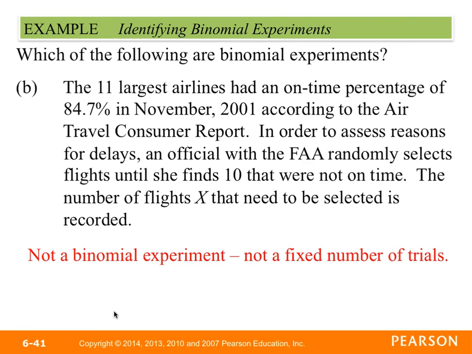So this is not a binomial experiment because it's not a fixed number of trials. She just selects flights until she finds 10 that were not on time. So she could select 20 flights, 30 flights, 100 flights. We don't really know because she has to continue to select until she has 10 that were not on time. So because there's not a fixed number of trials, this is not a binomial experiment.